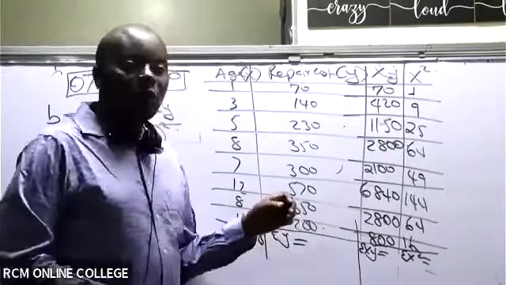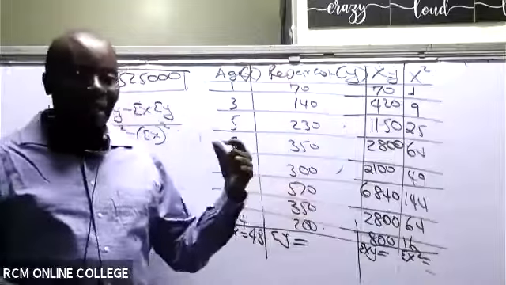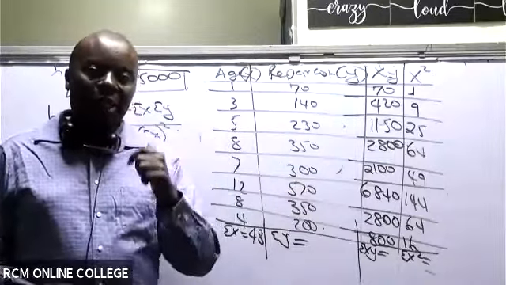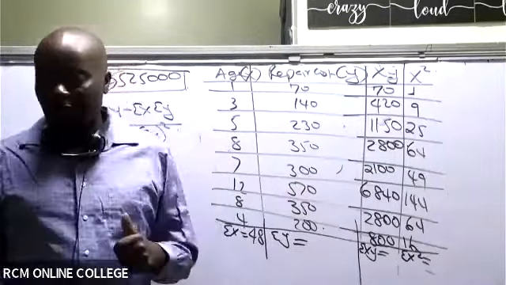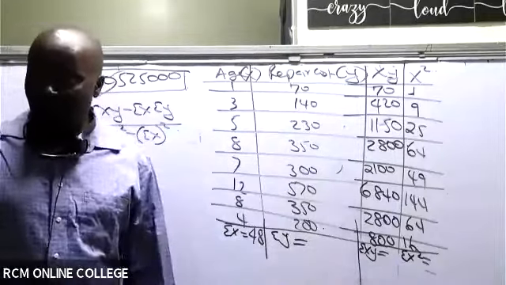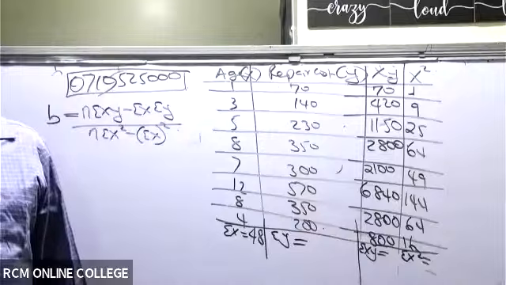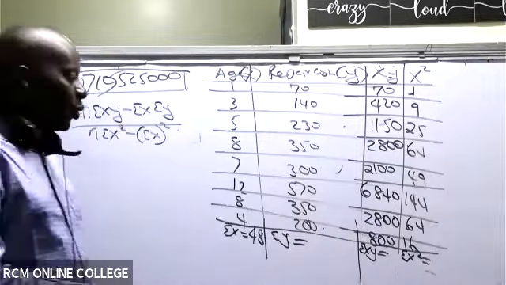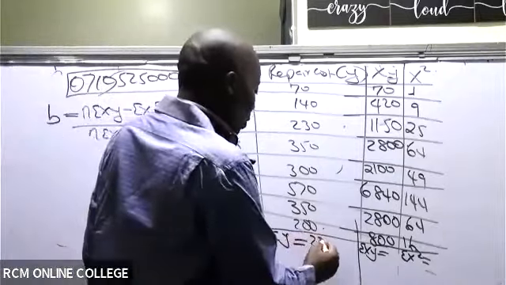Remember there's a shortcut of getting these numbers using your calculators directly. I'll show you the shortcut as well. How about the summation of y? Do we have anybody who could be having the summation of y? 2210. So this is 2210.